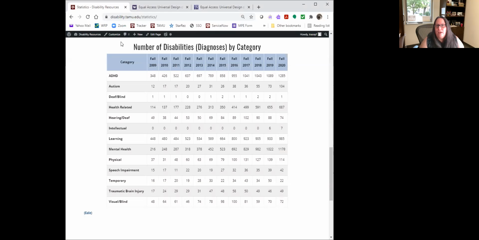So we have a list of, for the last 10 years or so, the numbers of disability diagnoses that have been reported to our office. If you look down here on the fall column, you'll see ADHD, we had 1,285 diagnoses of ADHD reported to our office. The ones that people think about, like the visuals, number 72, for somebody with a physical or orthopedic, 114.